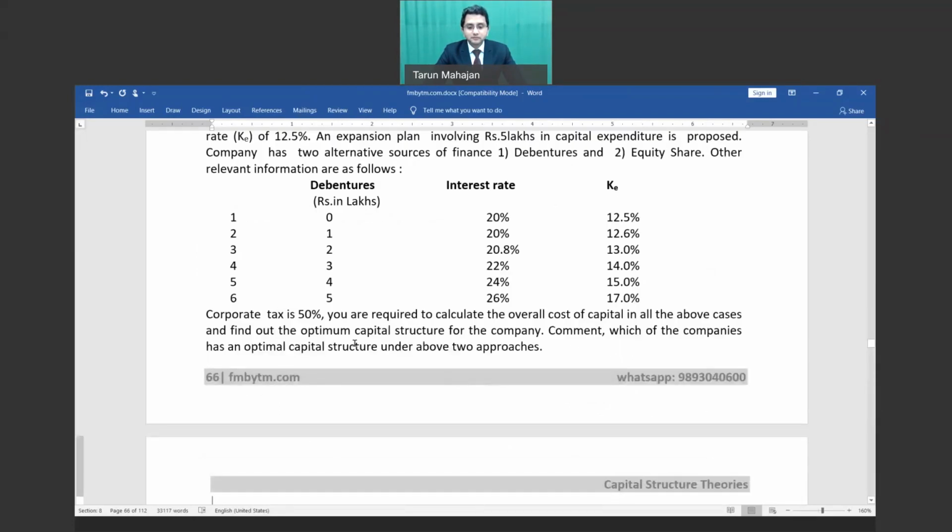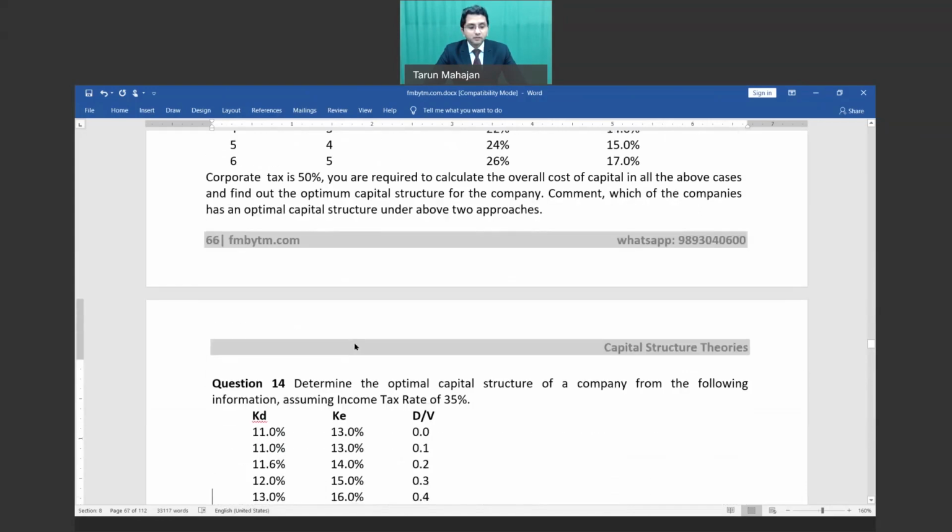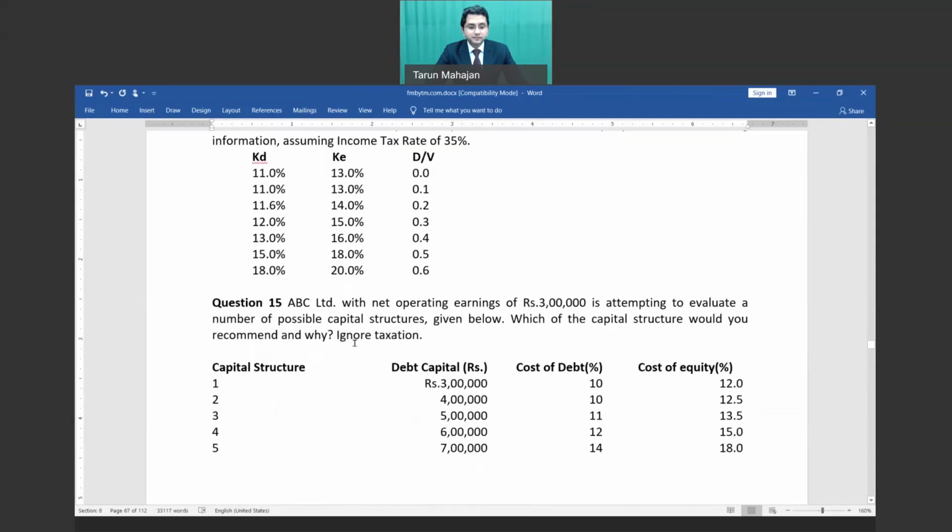Okay. So that's it about the chapter capital structure theories. And now let's move to the next, that is working capital management. So give me 2 minutes and I'll open that file relevant.